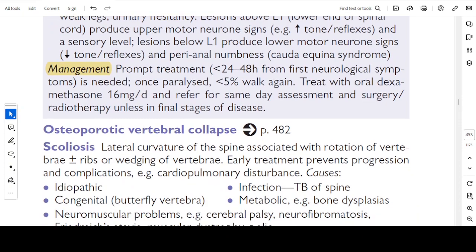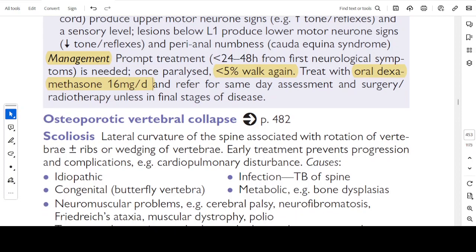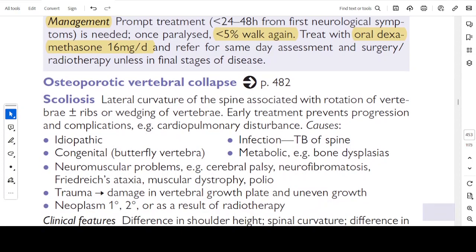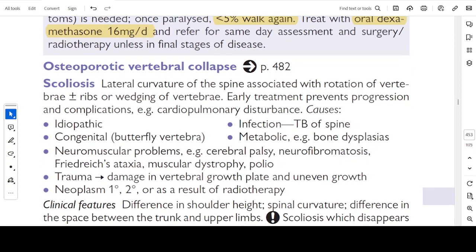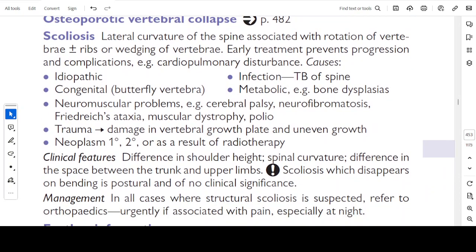Management: prompt treatment, less than 24 to 48 hours from the first neurological symptom, is needed. Once paralyzed, less than 5% walk again. Treat with oral dexamethasone 16 milligrams per day and refer for same day assessment and surgery or radiotherapy unless in the final stages of the disease. Osteoporotic vertebral collapse, page 482 we will see.